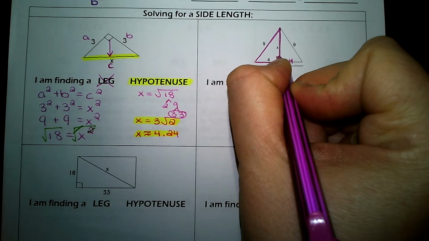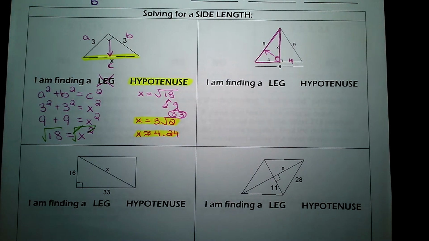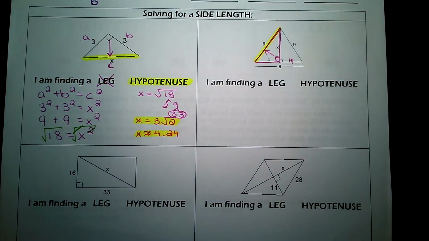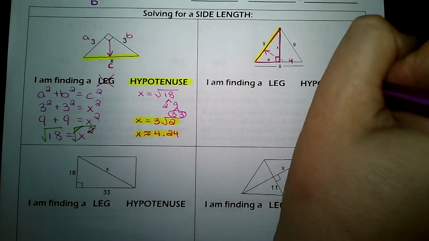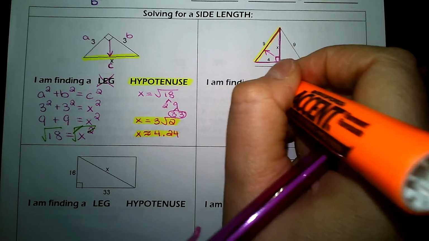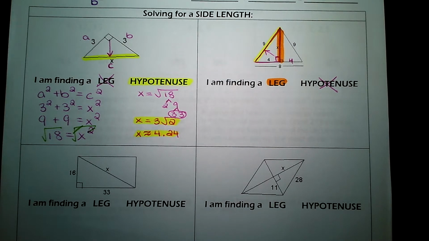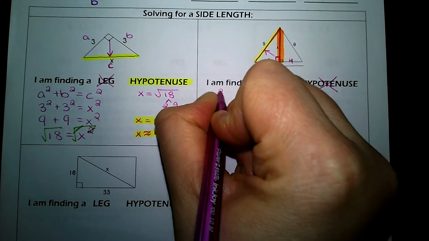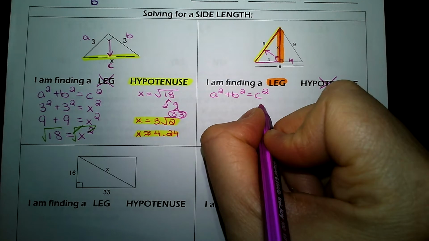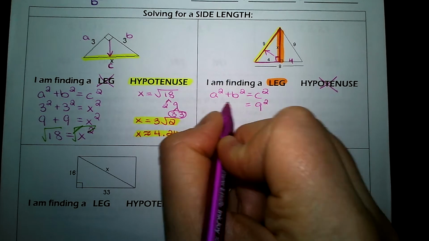The 90 degree angle of this triangle is straight across from the hypotenuse that's labeled as a 9. Hypotenuse is 9. So I am not trying to find the hypotenuse. We already know that. I am trying to find a leg this time. So when I write out my Pythagorean theorem, a squared plus b squared equals c squared, the hypotenuse has already been discovered. It is 9. So I'm putting that in the hypotenuse spot. I'm trying to find one of these legs.